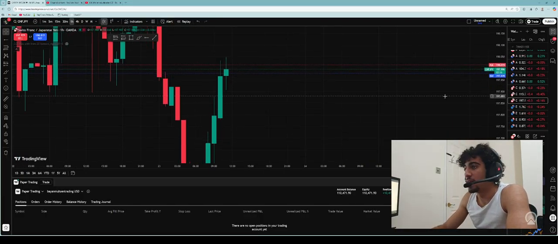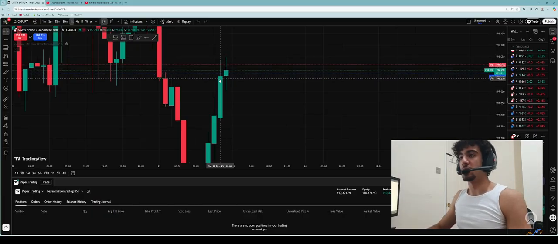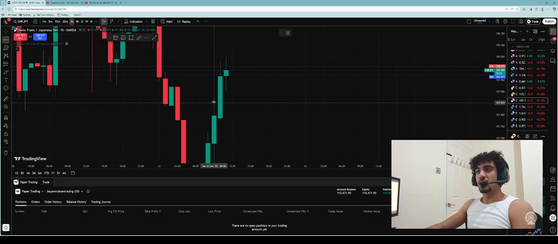We have on the 1 hour a bullish indication. This is candle N. This is candle N minus one. So we have a bullish indication. Now, next thing to do is mark out our POIs.